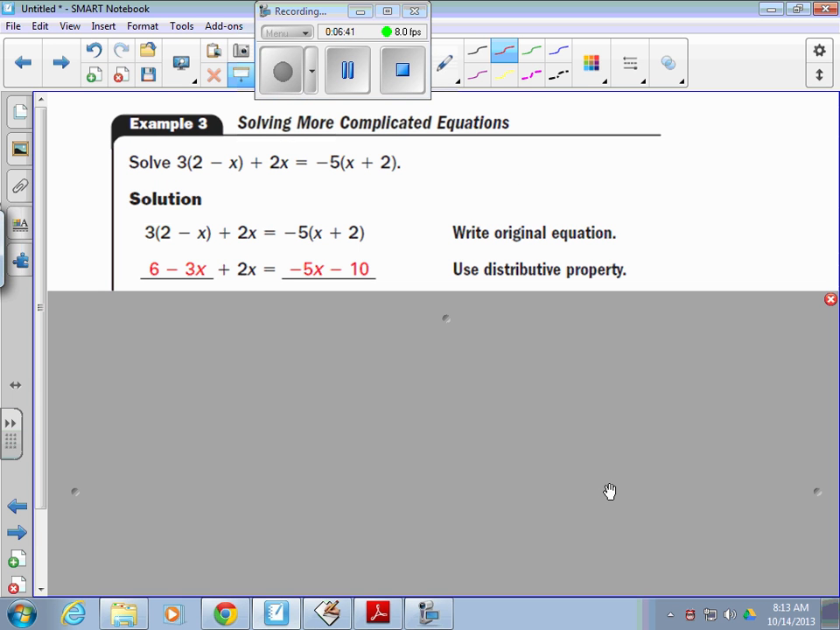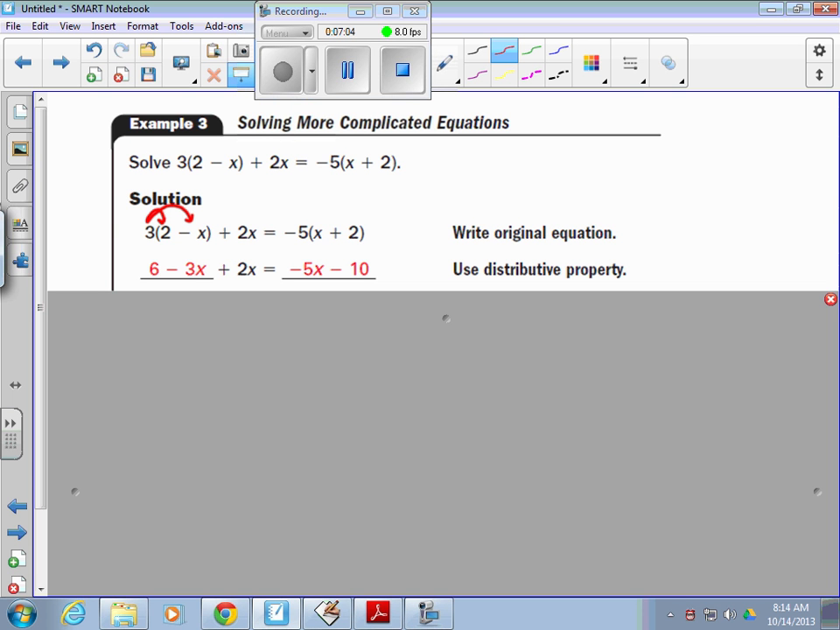Example number 3 says solving more complicated equations. And not really any tougher. Just like what we did on our bell work, we have some distributive property to work right away, and then some combining like terms. 3 times 2 minus x plus 2x equals negative 5 times x plus 2. 3 times 2, you have to distribute 3 to both. That gives you 6. And 3 times negative x is minus 3x.